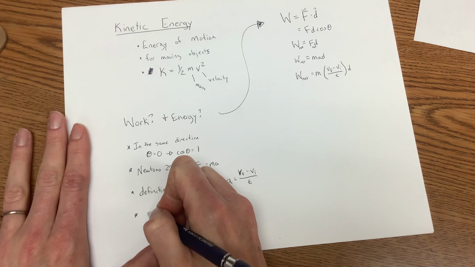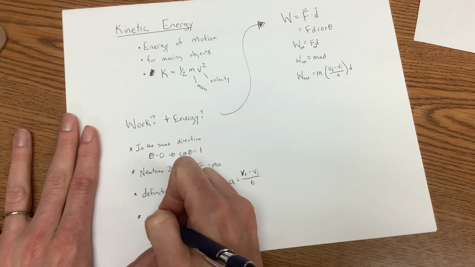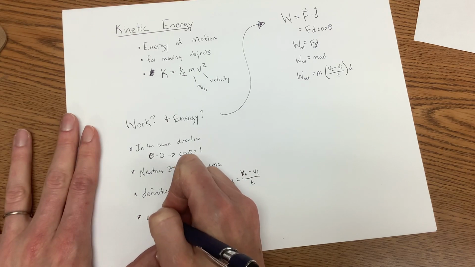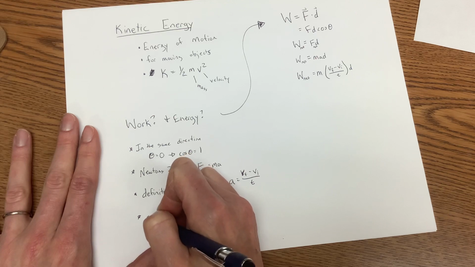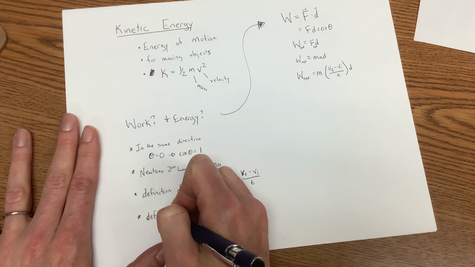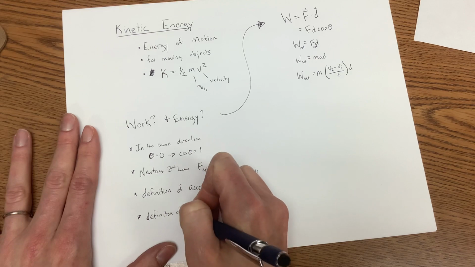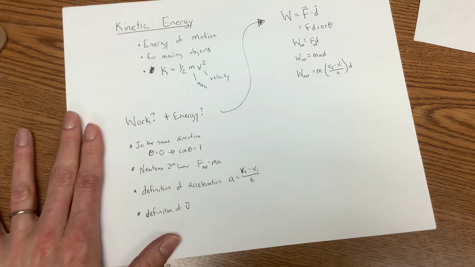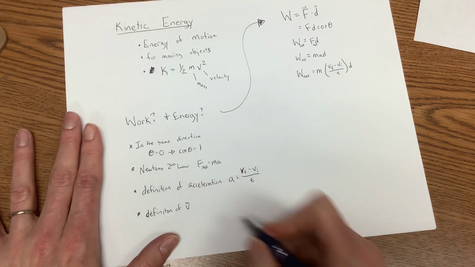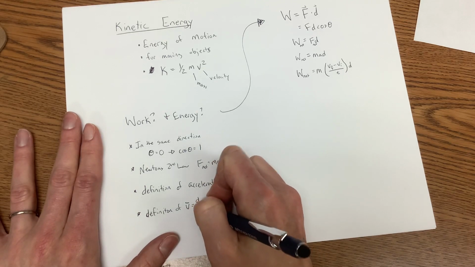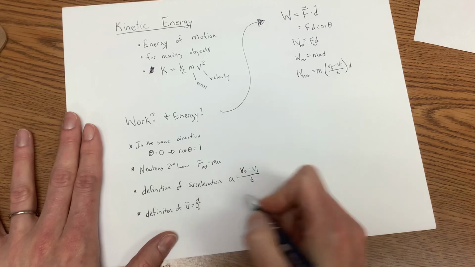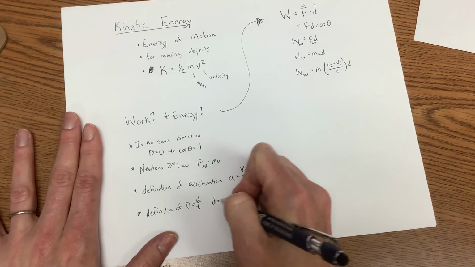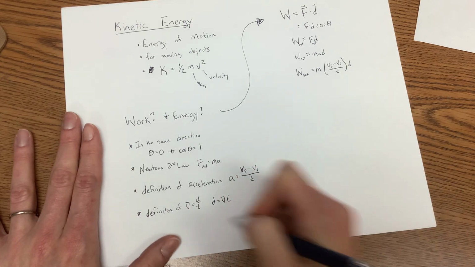Okay. So to do that we're going to use the definition of average velocity, but we're going to have to kind of rewrite it. Definition of average velocity, which I'm going to write like that because I'm too lazy to write out average velocity, which is d over t. But we're going to switch it around because we've got d right there. So d equals v times t.